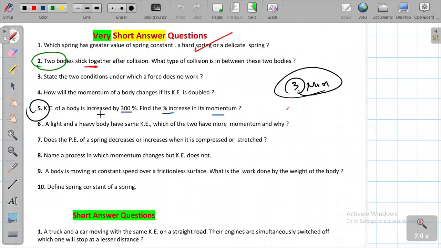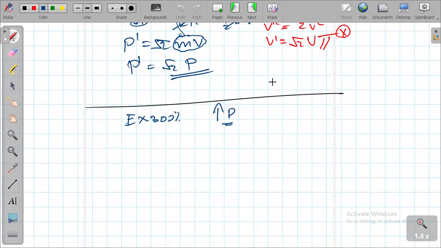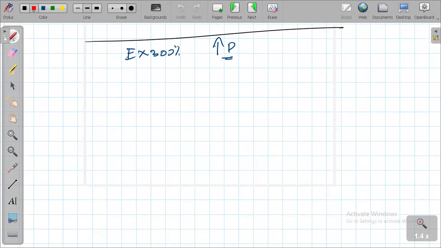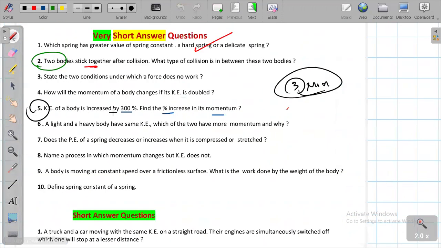The question states that the kinetic energy of the body is increased by 300%. In terms of percentage, if it is 300, in normal terms that means it is increased by 3 times. That's it, normal O-level maths. In the normal O-level, if you increase something by 2 times, that means the energy is increased by what? The body is increased by 300%.